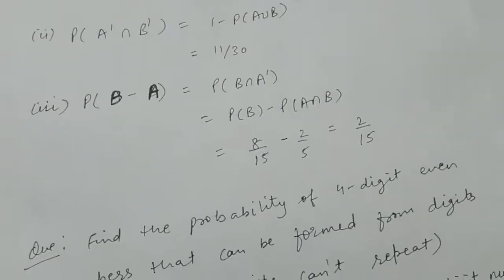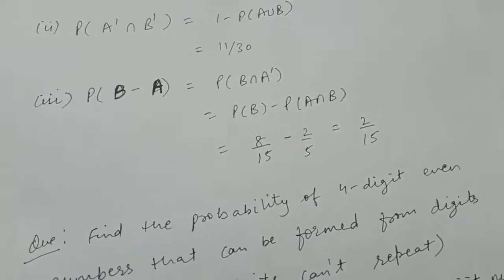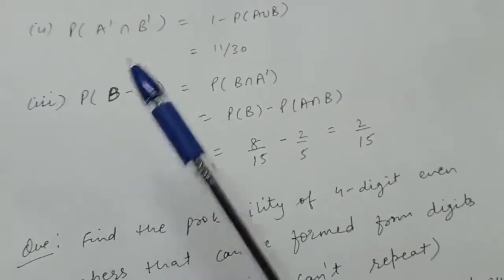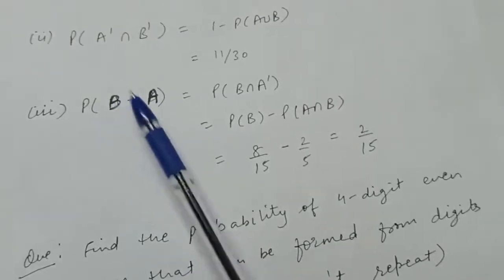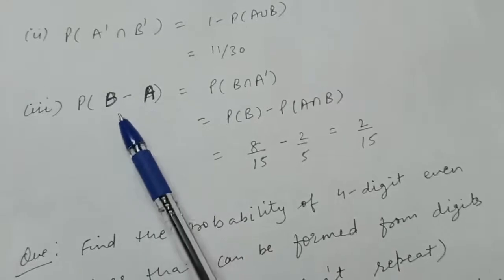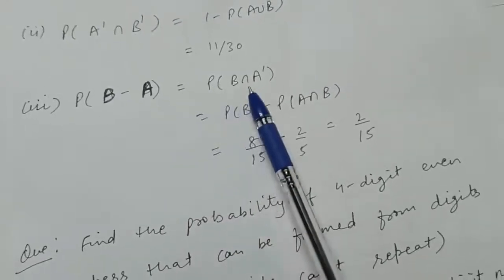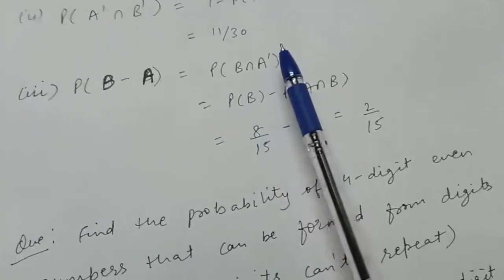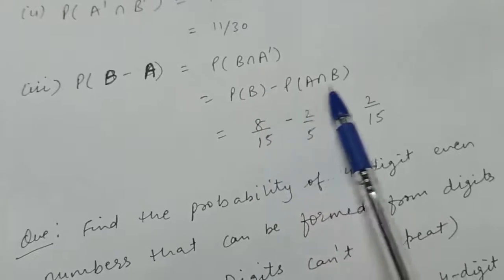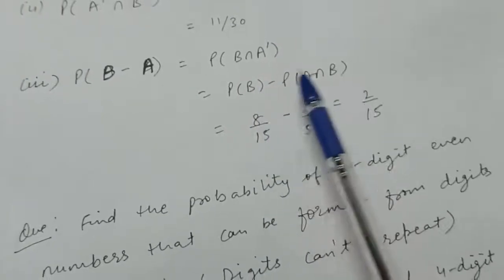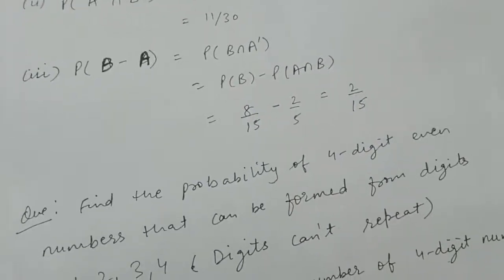The third part is student has opted NSS, which we let as the event B, but not NCC, that is B but not A, and I have told you B but not A is B minus A, which is probability of B intersection A complement, which can be written as probability of B minus probability of A intersection B. Now you know both of these values, so you will get the answer as 2 by 15.